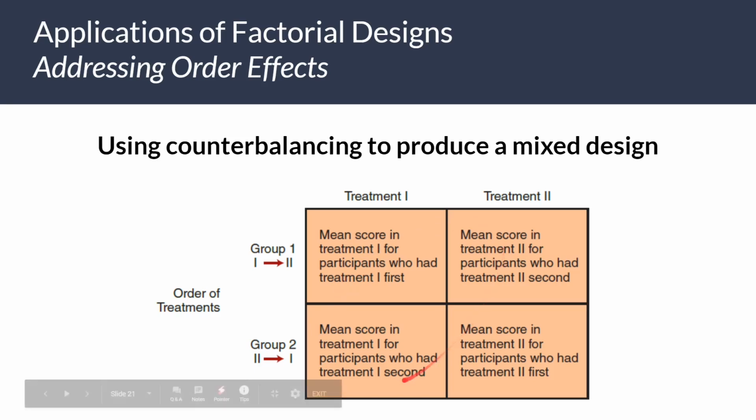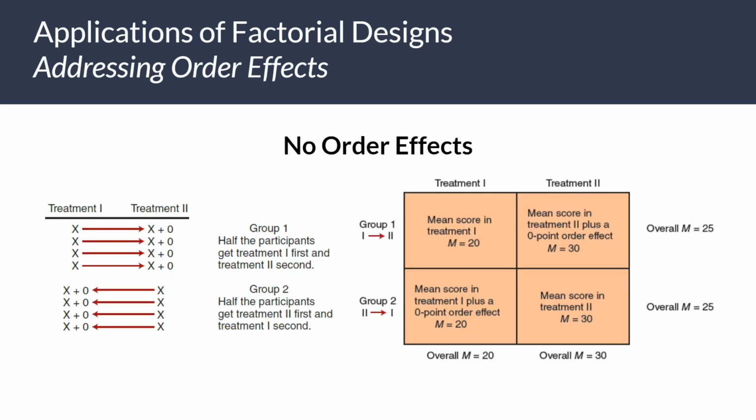However, in the case of the second group here at the bottom, they received treatment 2 first before getting treatment 1. So we also got two scores from them, but this time the order is different. So that's how you do counterbalancing to produce a factorial design. Now, how do we spot for order effects in factorial design?